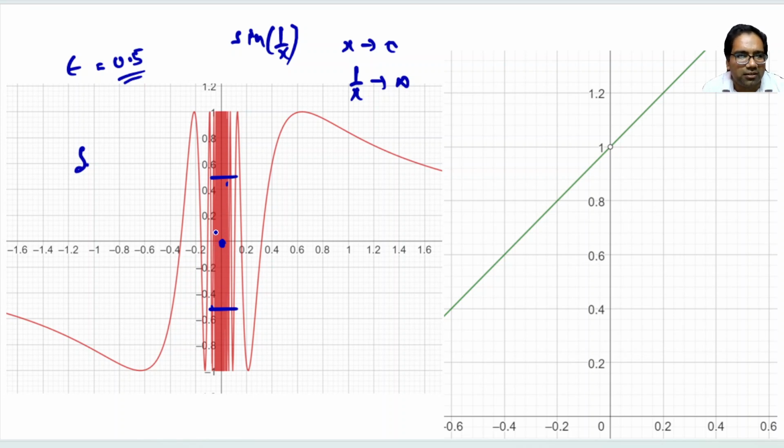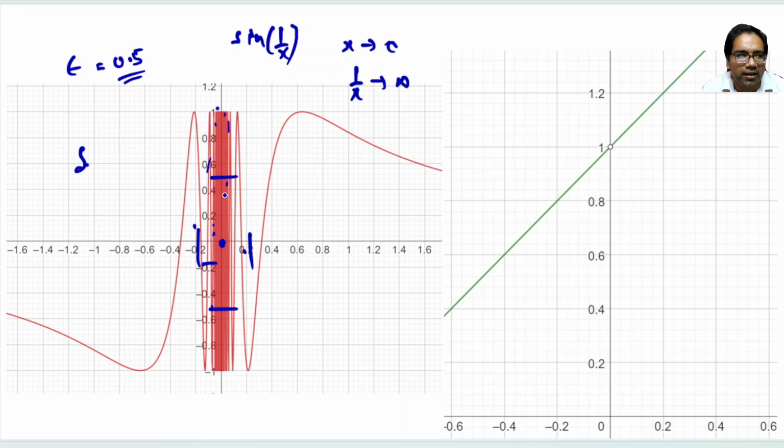Now I cannot take any range, right? I cannot take any delta, because whatever small delta I pick, if I pick this delta, or if I pick this delta, then this function is going beyond 0.5, right? The function is always going up to 1. Whatever small delta I pick, there will always be some part of the function which is going beyond 0.5 and which is going lesser than minus 0.5 also.